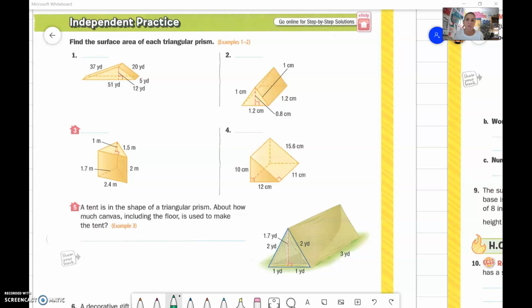Okay, here's part 2 of lesson 4, so chapter 10, lesson 4. So part 2, we're going to go ahead and do some practice problems. We're going to jump to the independent practice page on 777. So take that open and we're going to go ahead and get started right away.